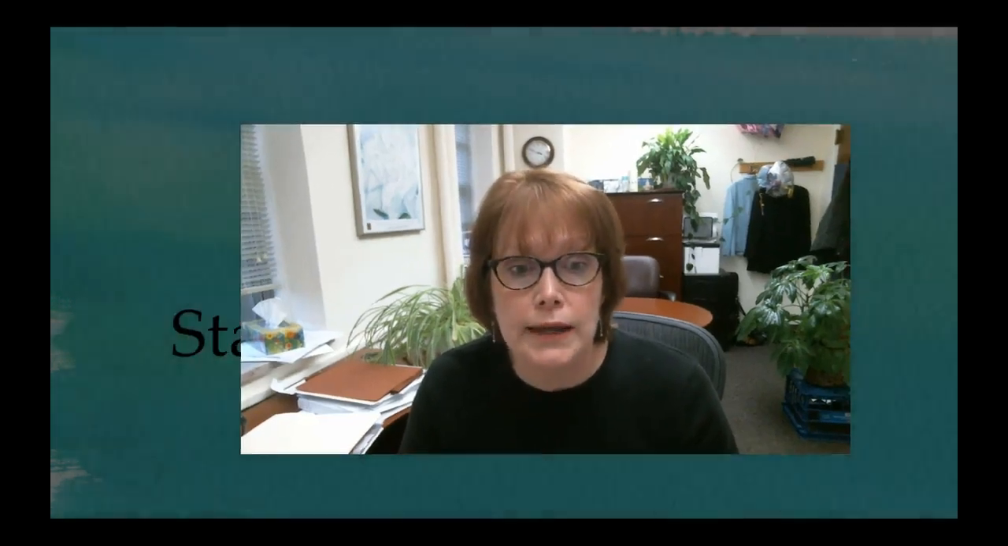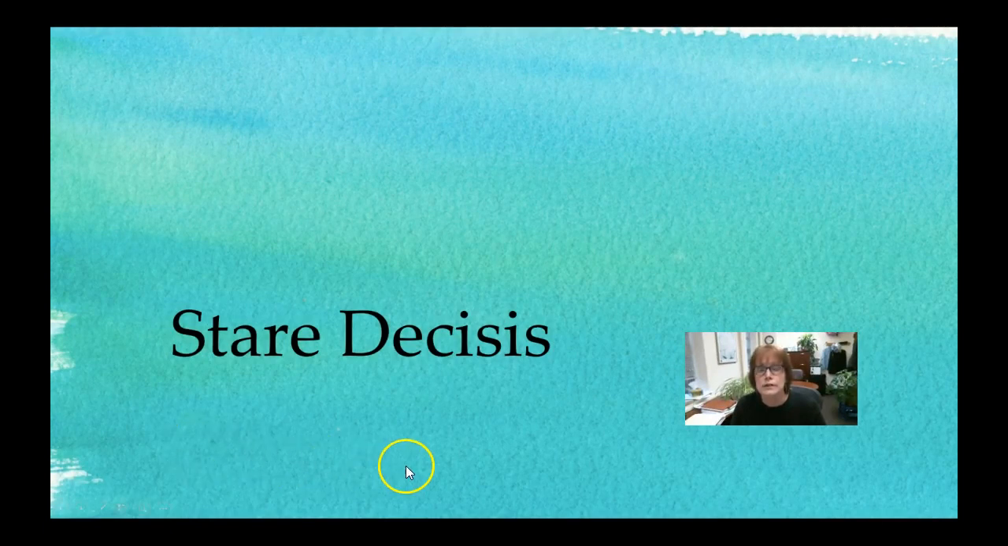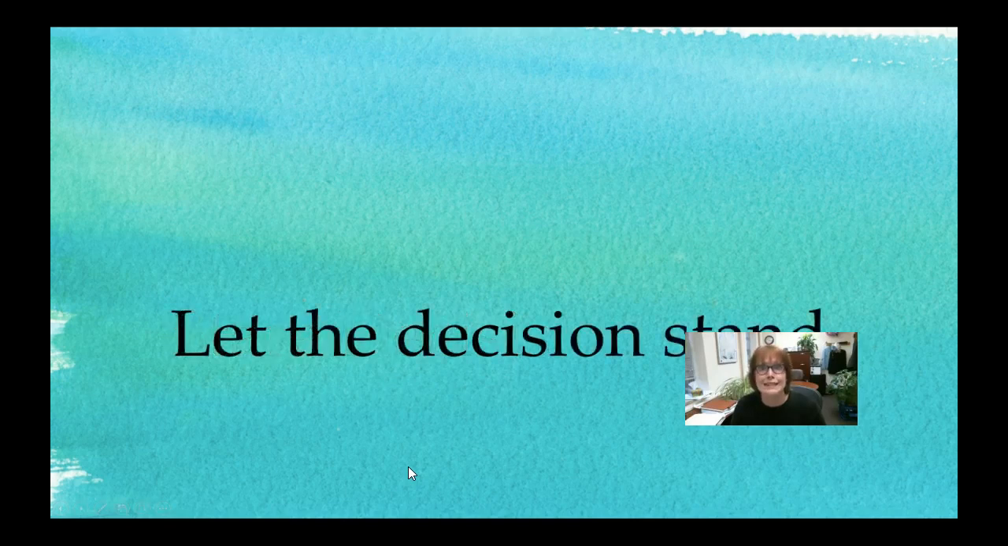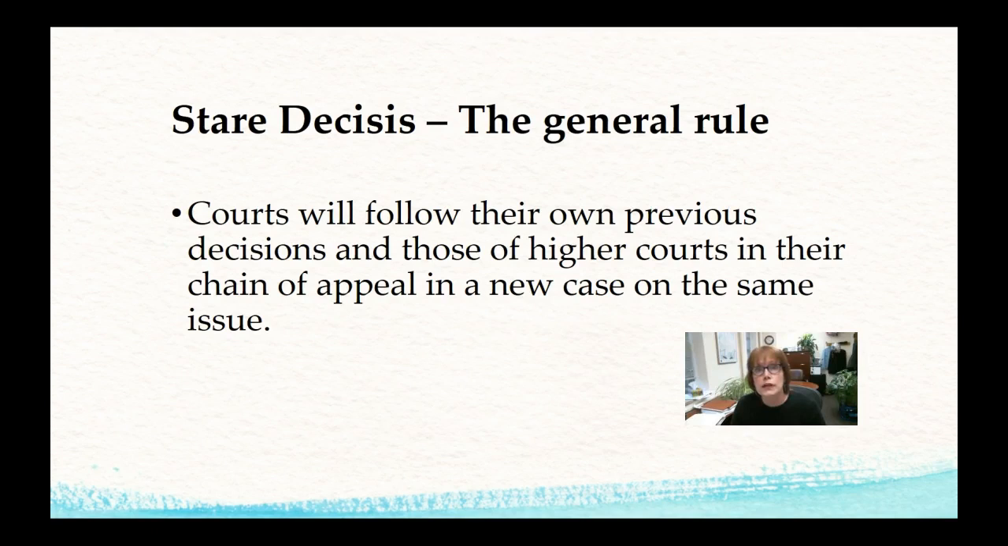This is a very short summary of key ideas and rules of stare decisis as they apply to legal research and writing. So, stare decisis is a starting point for judicial decision making and essentially means "let the decision stand." Stare decisis refers to the idea that courts will follow their own previous decisions and those of higher courts within their chain of appeal when they approach decision-making in a new case.